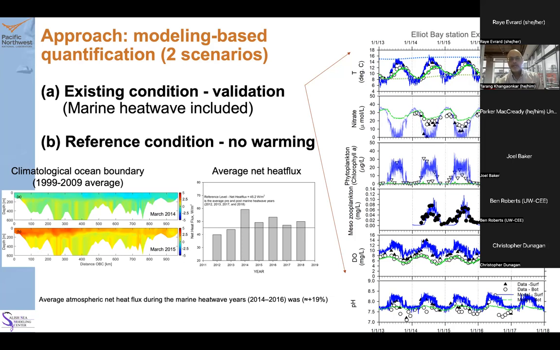For the blob, however, we wanted to take a difference between heating relative to just before the blob and after the blob, because blob is very specific to local temporal conditions as opposed to some historical reference. So our scenario, the reference scenario, included ocean boundary at a climatological average and a reference heat flux, which was average of heat flux before and after the blob. Okay? So next slide, please.